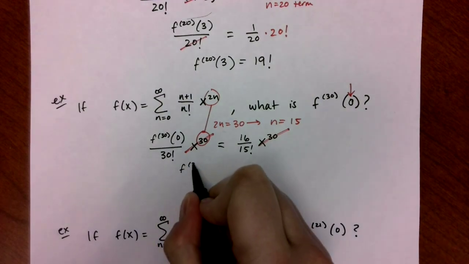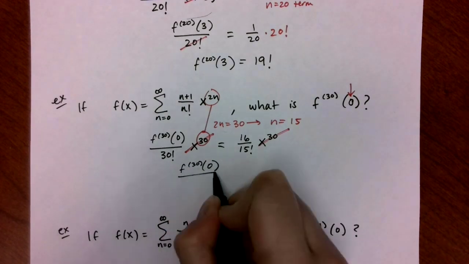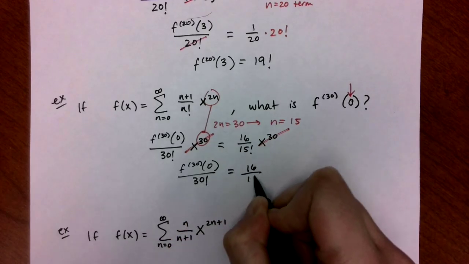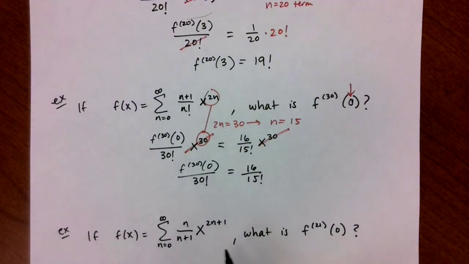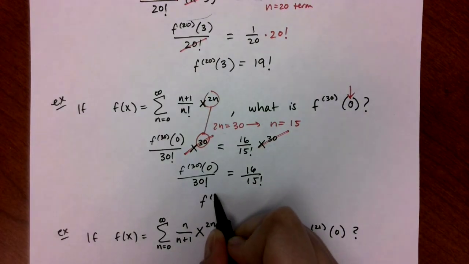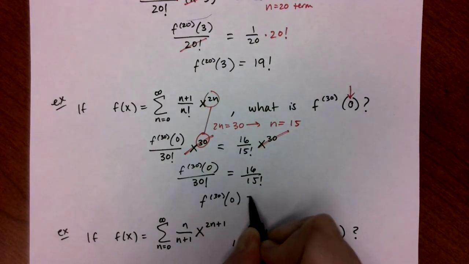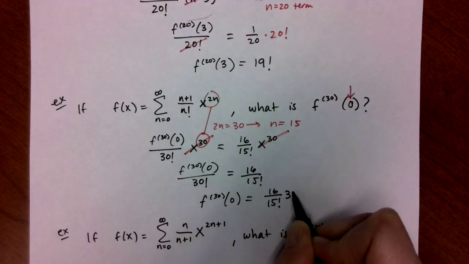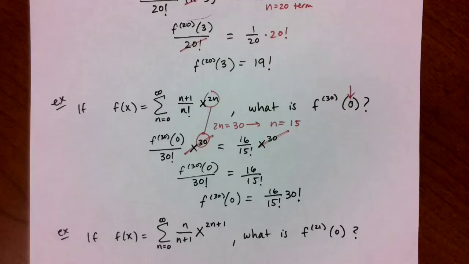This leaves me with 30th derivative at the center over 30 factorial equals 16 over 15 factorial. And again, we just have one single step of algebra to multiply 30 factorial over. So our 30th derivative is 16 over 15 factorial times 30 factorial. And those are really large numbers, so we'll leave this as a formula for the answer.